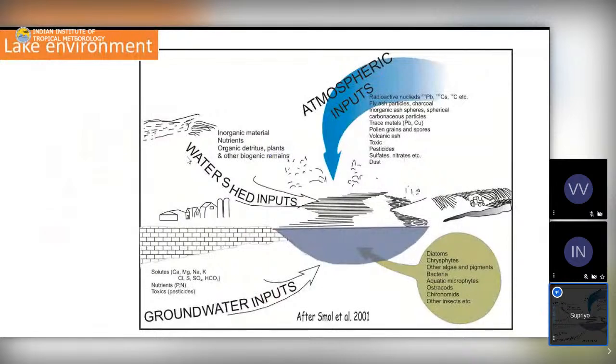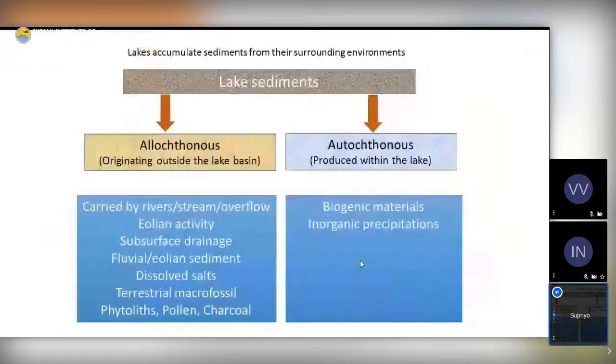Now, I would like to discuss a little bit more about terrestrial proxies like lake sediments. This represents the lakes and the different inputs they receive. For example, inputs come from the atmospheric environment. It is also received from the watersheds, and it also gets components from the groundwater flow.